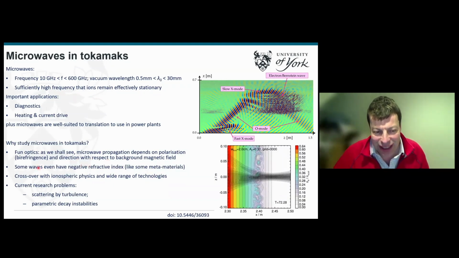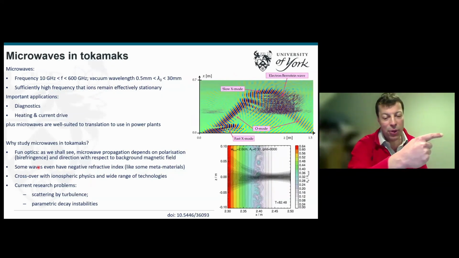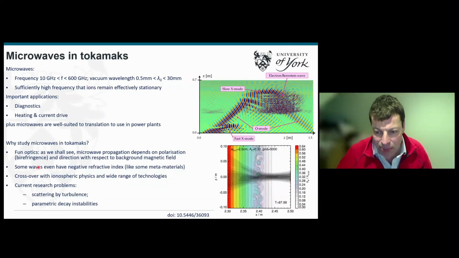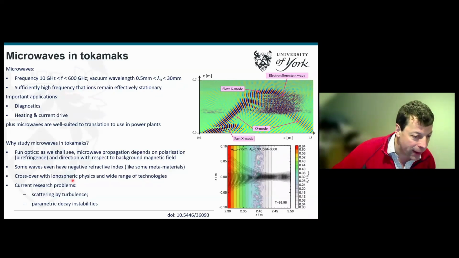Some waves even have a negative refractive index. That is to say that the wave fronts are going this way, but the energy of the wave is going the other direction. This is pretty cool. And sometimes you think this has to be a pretty exotic kind of material. But in fact, in plasmas, we've known about this for a while. It happens in the ionosphere, which is in the next bullet. So if you can do microwaves and tokamaks, you can understand some communication problems in the atmosphere.